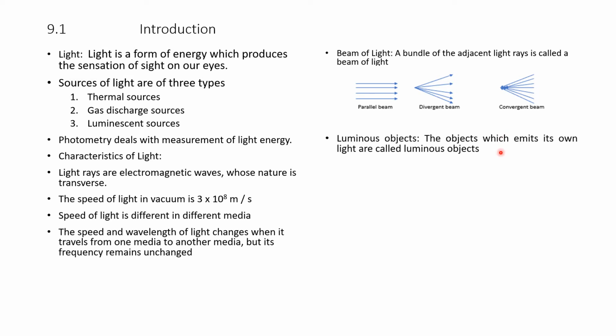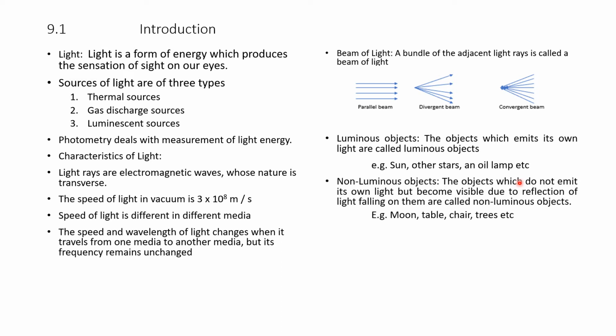Luminous objects. The objects which emit their own light are called luminous objects. Example: sun. Sun emits rays of light. Sun is a source of light, hence it is called a luminous object. Other stars, an oil lamp, etc. Non-luminous objects. The objects which do not emit their own light but become visible due to reflection of light falling on them are called non-luminous objects. Example: moon, table, chair, trees, etc.